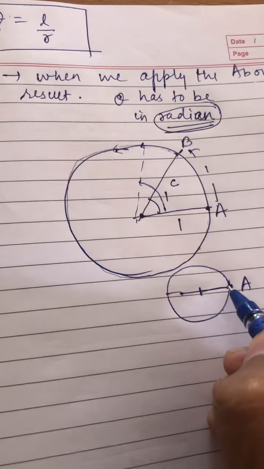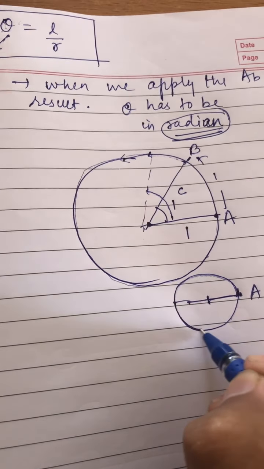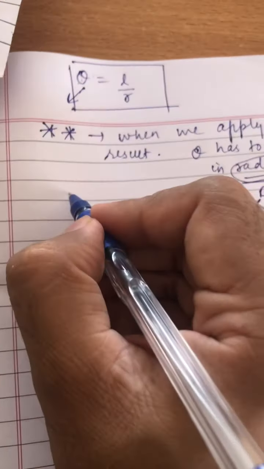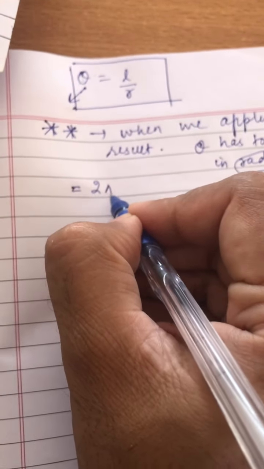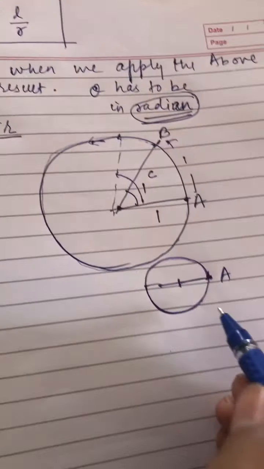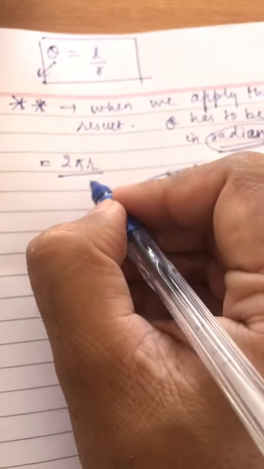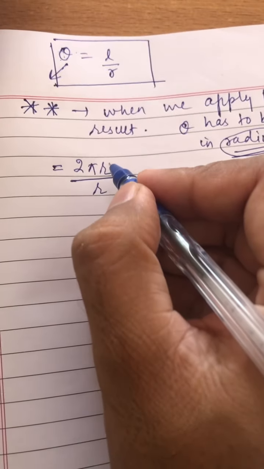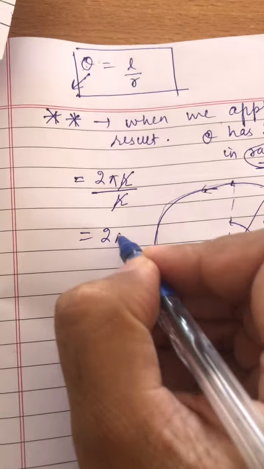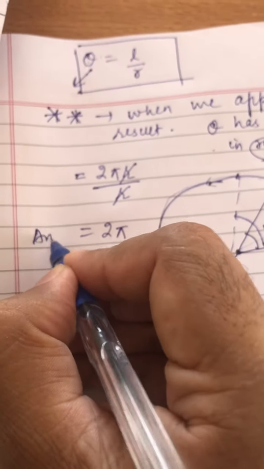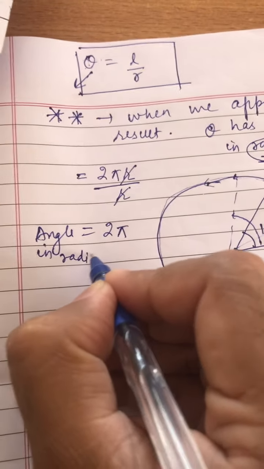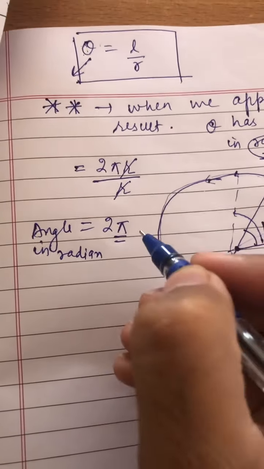So how much is the length of arc in that case? That will be equal to the circumference of the circle. So in place of length of arc, we can write circumference, that is 2 pi r. And radius is r, it can be 1, it can be 2, whatever it is. R and r will cancel out. So what will we get? 2 pi. The angle in radian is 2 pi.